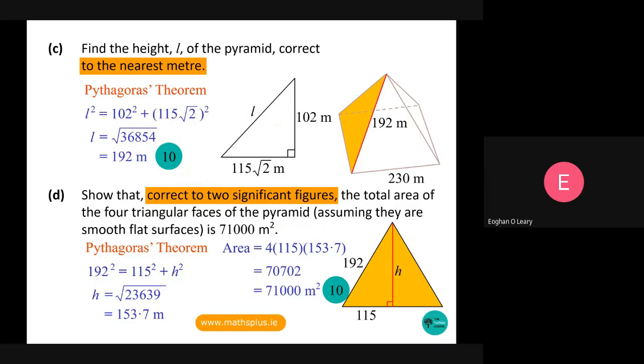Hopefully that was a relatively good question for people. If you've done a good bit of trigonometry in the course in your school, of course you've seen something similar to this before. Okay, let's move on to our final question, question 9.